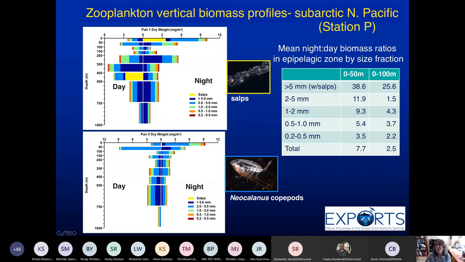And I've got it here by the top 50 meters and also the top 100 meters. If you look at these just the different size classes, you can see that depending on the organisms and what size class, we have anywhere from a doubling of the biomass in the surface waters at night to over 30 times for some of the larger organisms. So there is a very large change in the surface community at night compared to the daytime.